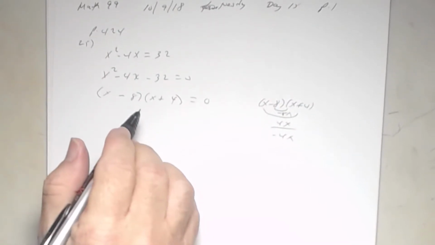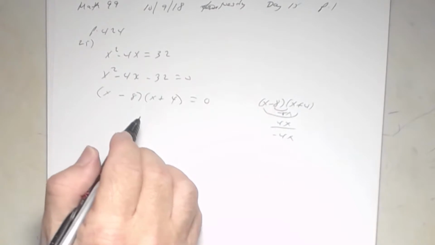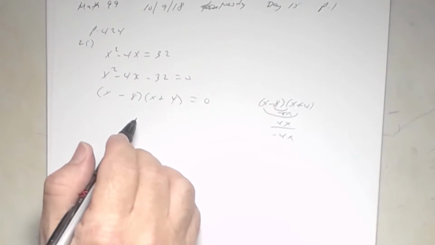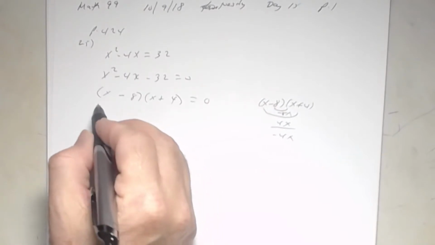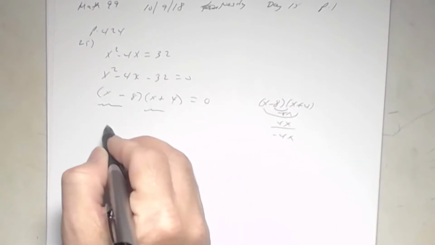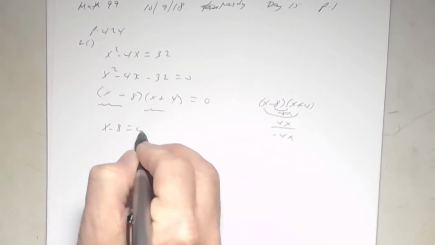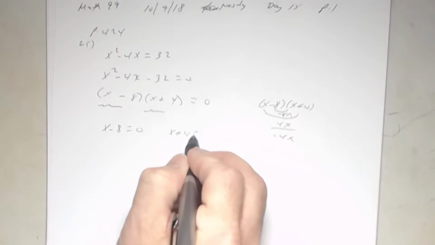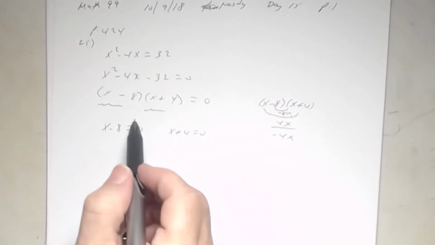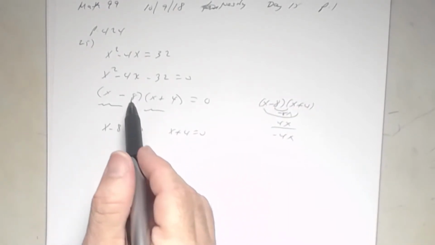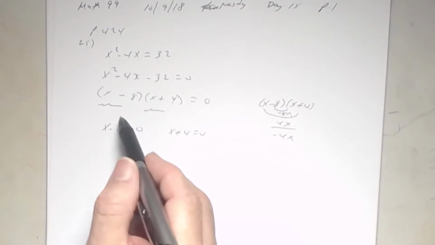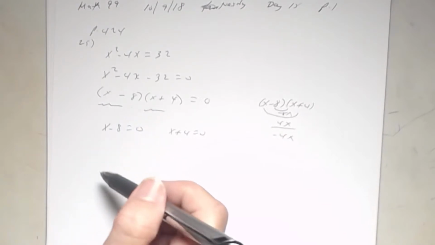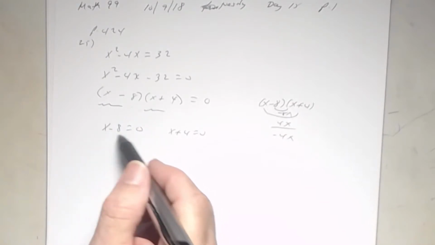Okay, now what's the property you're going to use next? What's that property called? Okay, so that means you set each one equal to 0. So x minus 8 equals 0. x plus 4 equals 0. The zero factor property says that if you have two or more factors multiplied to 0, then definitely one of them has to be 0. So it's that each one equals 0.